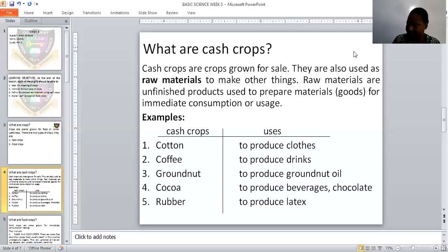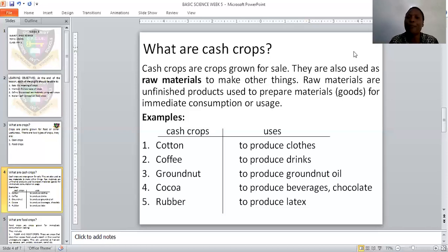And what are raw materials? Raw materials are unfinished products used to prepare materials or goods for immediate consumption. It is used for preparing other materials or goods. So, meaning that the cash crops are for future use.